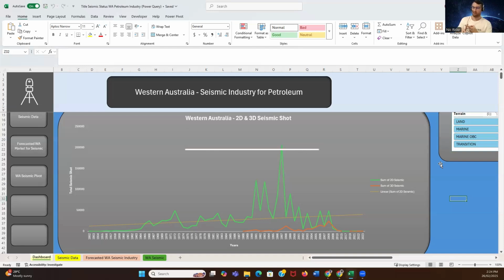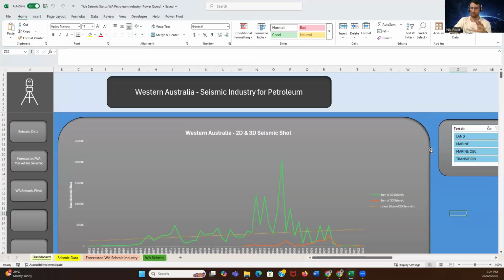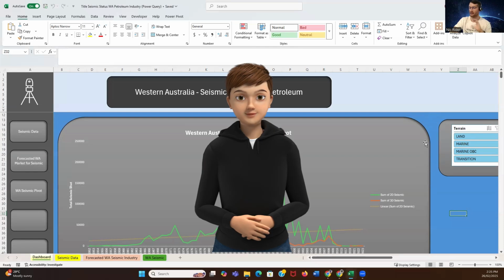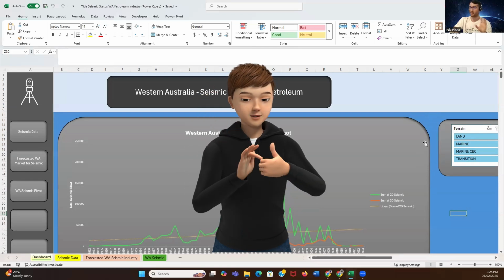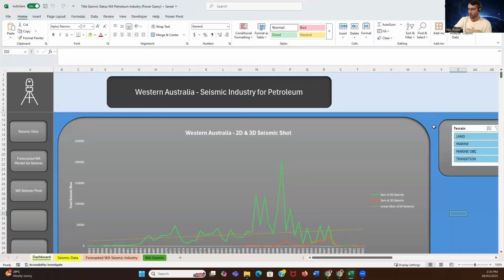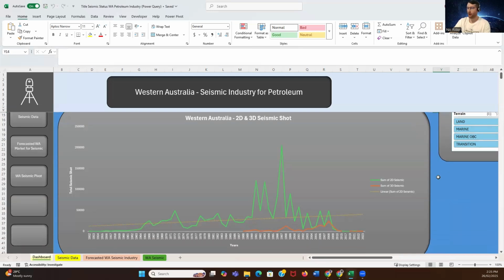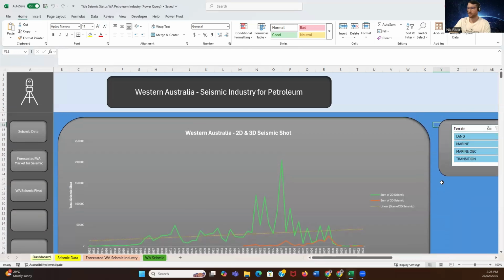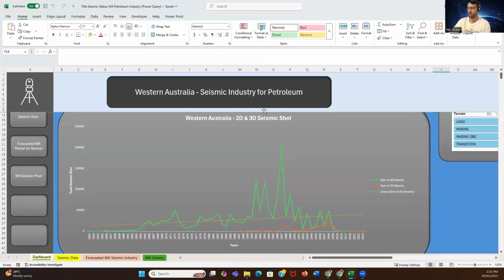I'll be retrieving data from government-based websites and databases predominantly here. So I don't have any partnerships with private industry, and none of these videos are privately funded. So we'll be sticking with more of an open source data approach here to see what we can find out. So, okay, starting off here, going back to this 2D and 3D seismic shot.